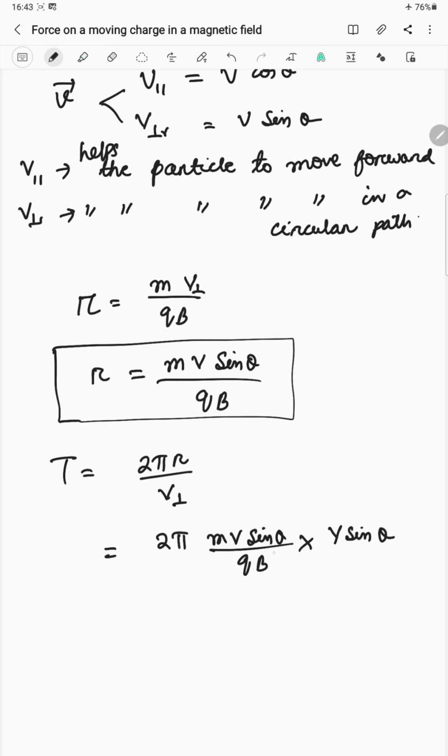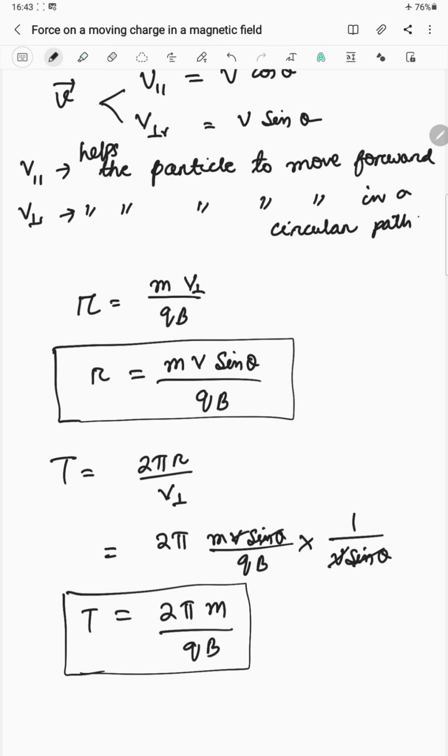m v sin theta by qB, and v perpendicular will be this much, so it will be 1 by v sin theta. Okay, so v sin theta gets cancelled out. So what is left for you? 2 pi m by qB. So this is the time period of revolution. Okay, this is the one.